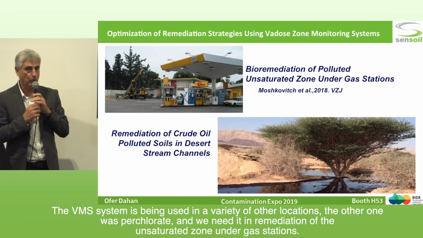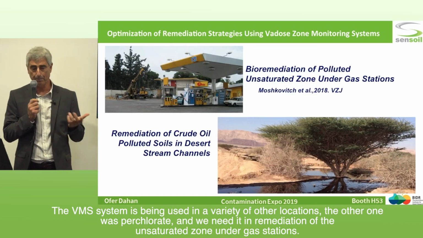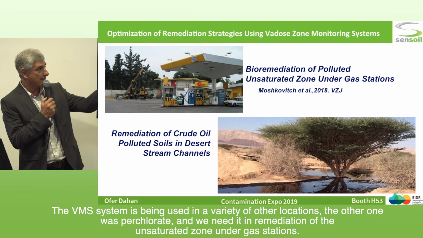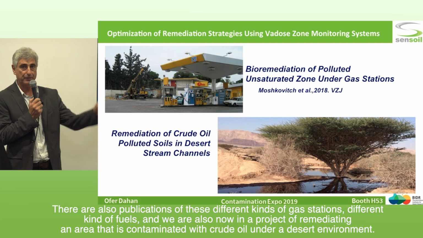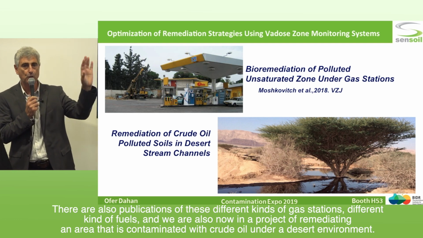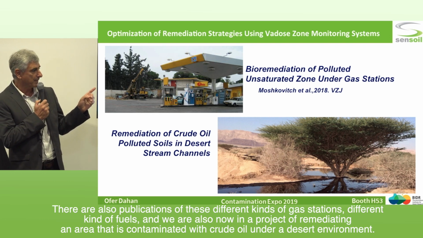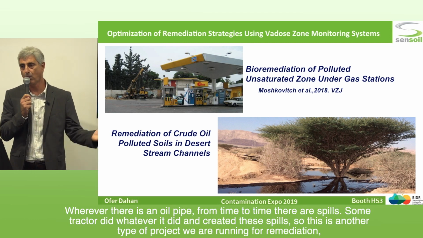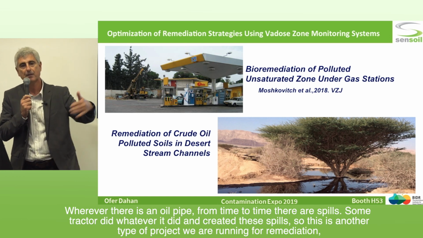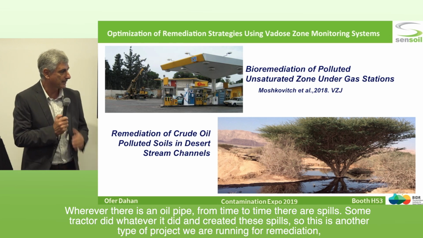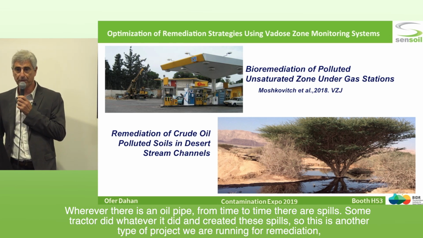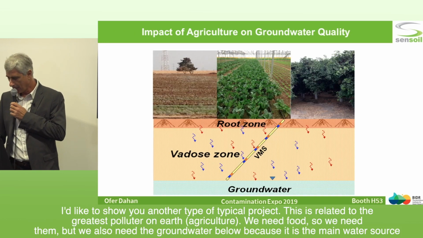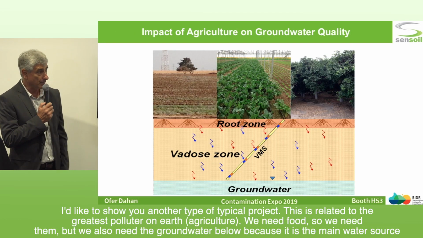It's been used in a variety of other locations. The other one was perchlorate, but we also did remediation of the unsaturated zone under a gas station. There are also publications on these different gas stations and different types of fuels. And we are now in a project of remediating an area contaminated with crude oil in a desert environment. Wherever there is an oil pipe, from time to time there are spills. Some tractor did something and created these spills. So this is another type of project we are running for remediation, using the Vadose Zone Monitoring System to enhance the remediation.